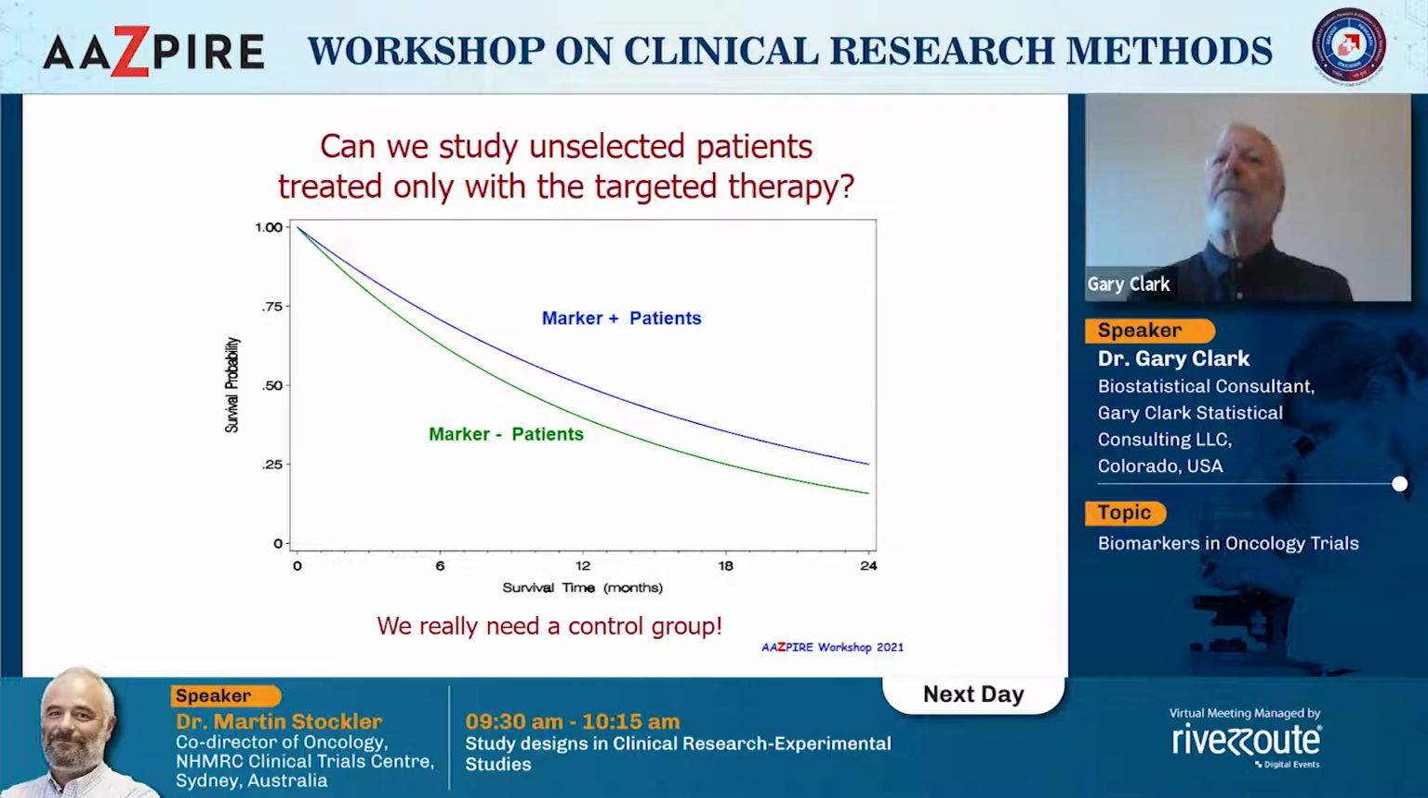So can we study unselected patients treated only with the targeted therapy? Here's a good example. We treat the patients, they've all been treated with the targeted therapy. Lo and behold, those who are marker positive have a better survival than those who are marker negative. So what have we learned by doing this study? Well, we can probably say that the marker positive patients treated with targeted therapy do better than marker negative patients, but what don't we know? Well, we have no idea what would happen if we had treated them with some other therapy, say a standard therapy. So the bottom line is we really need a control group to draw definitive conclusions.